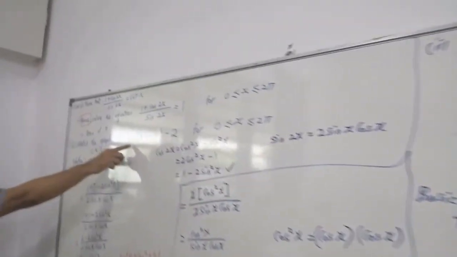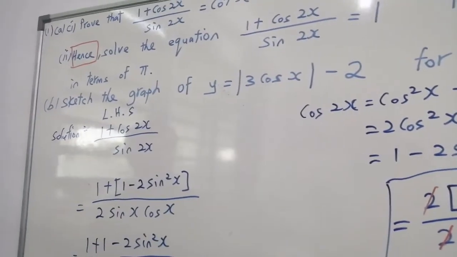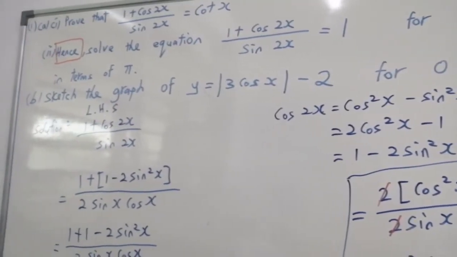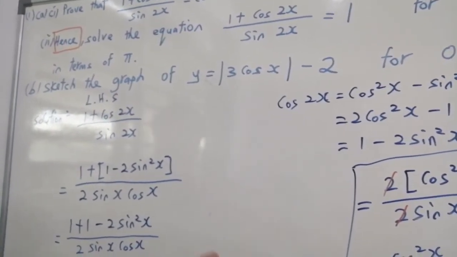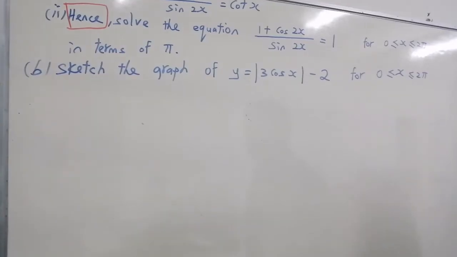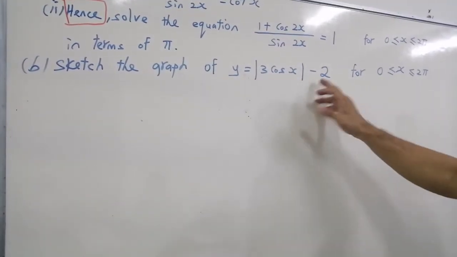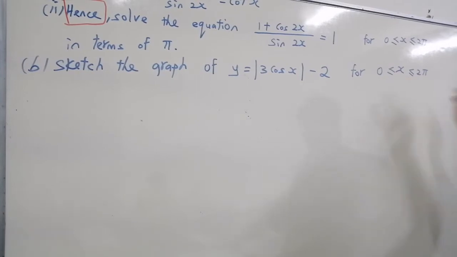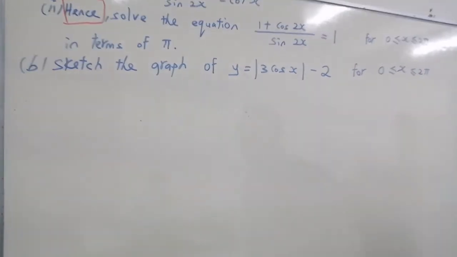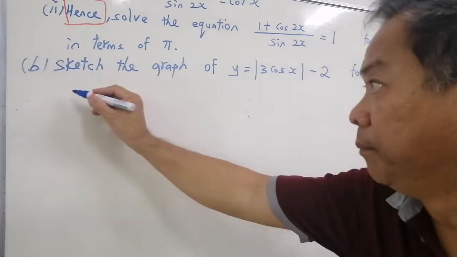Sketch the graph of y equal to modulus 3 cos x minus 2 for the range of x also from 0 to 2 pi. So no space actually, I need to erase all this. B. They ask you to sketch the graph of y equal to modulus 3 cos x minus 2 for the range of x from 0 to 2 pi. So when you see this, they ask you to sketch it. Very simple, you need to draw the table first.